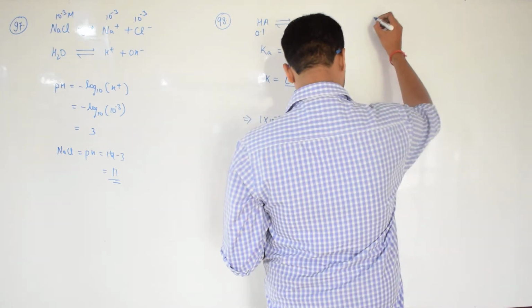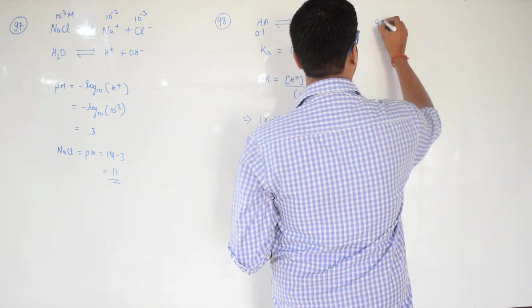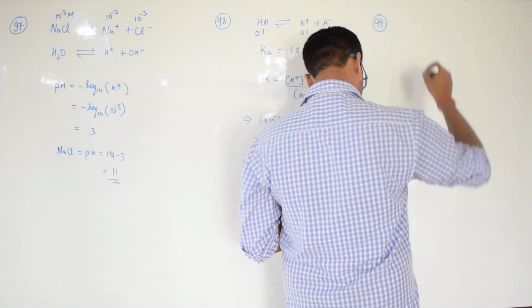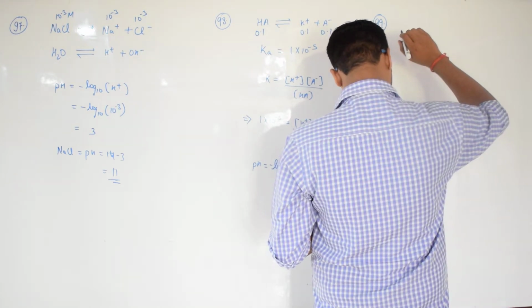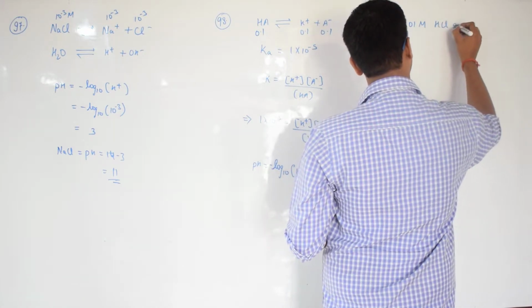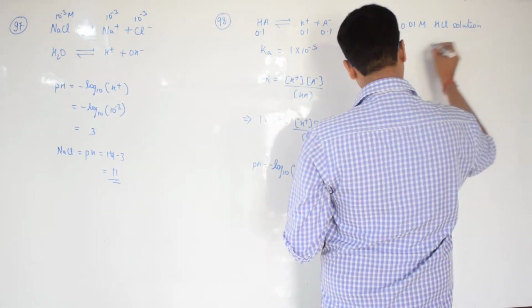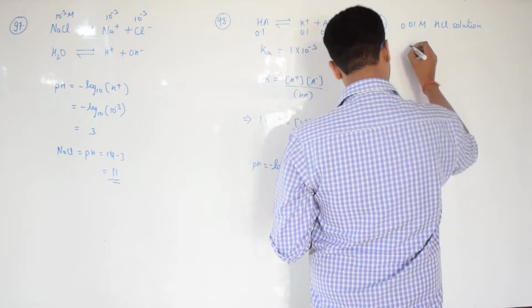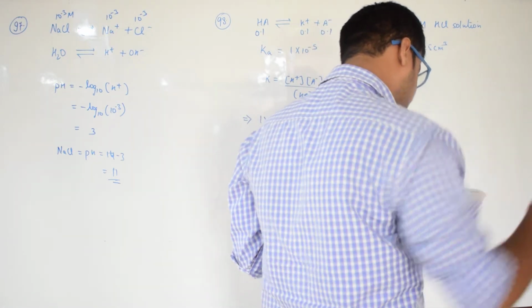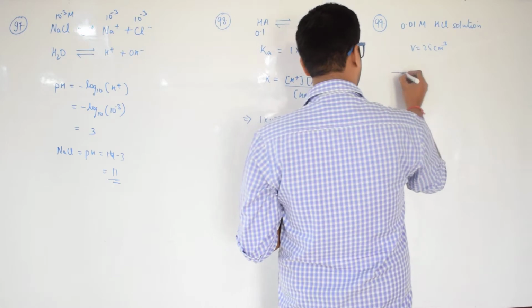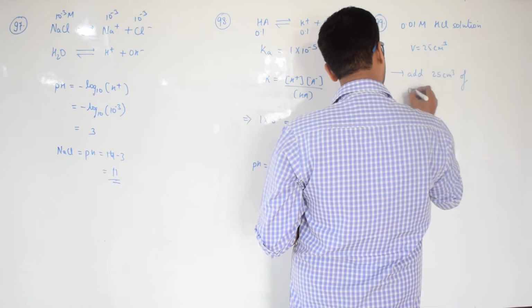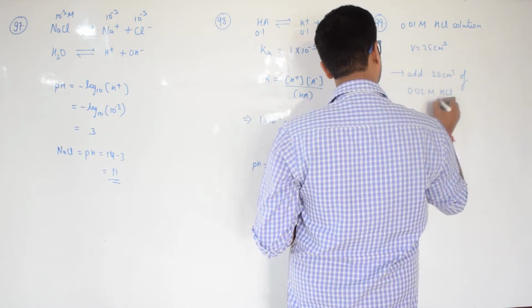Next is question number 99. Which of the following would decrease pH of this much? We have 0.01 molar HCl solution and the volume is given as 25 centimeter cube. So, we have HCl solution and we have to decrease the pH further. We have to add 25 centimeter cube of 0.02 molar HCl, then it would be decreased.